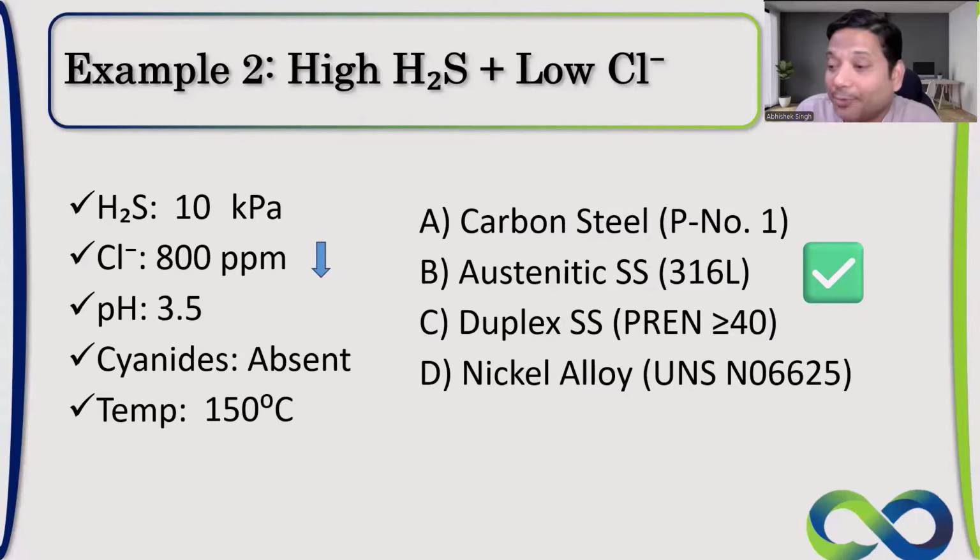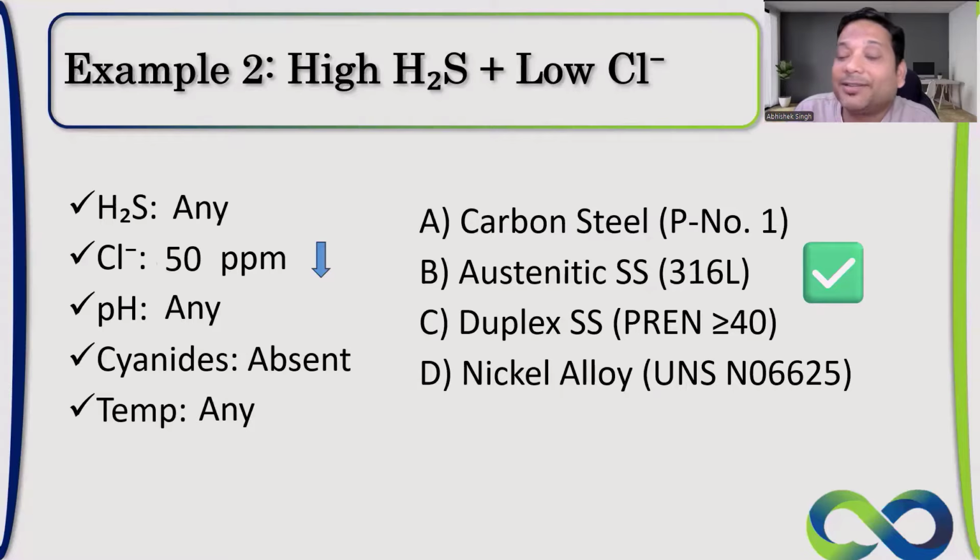Okay. Now, the first part is done. Still, it is stainless steel only. We are talking about the uses of stainless steel. Okay. Now, let us play with the chloride. If my chloride content is changing from 800 to 50 ppm, okay, I'm changing it to 50 ppm. In that case, you don't have any limit on either temperature, pH, or H2S for the use of 316L.